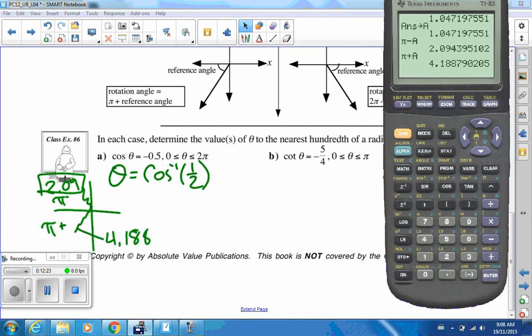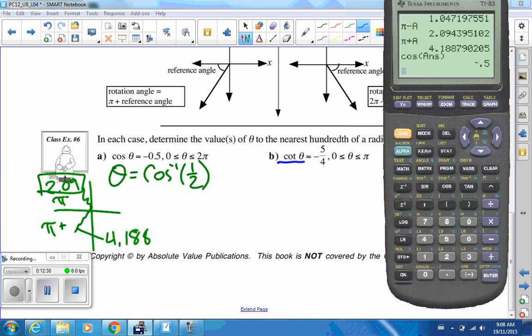Again, if I wanted to, I could test that. If I do the cos of this number, it should give me negative 0.5. You ready? Moment of truth. Come on, math. Don't fail me now. Oh, look. It works. It's even negative. Love me.